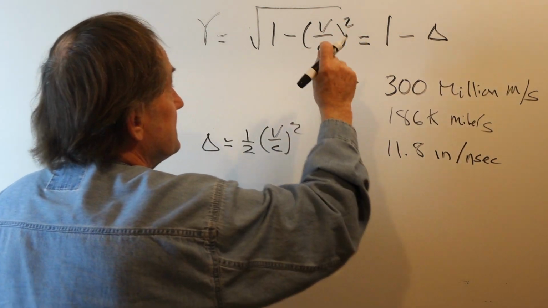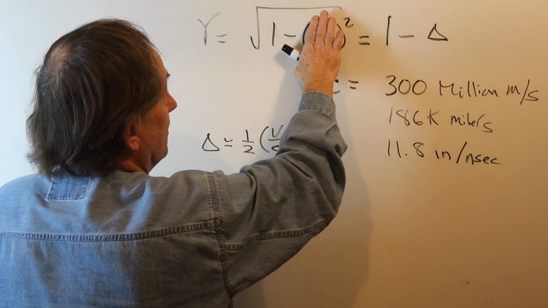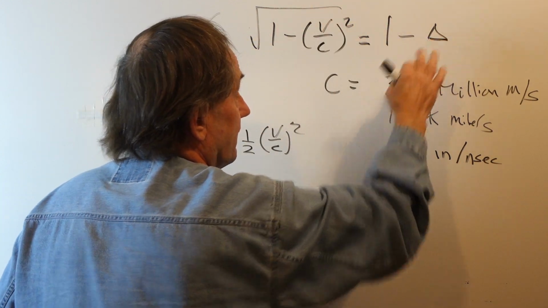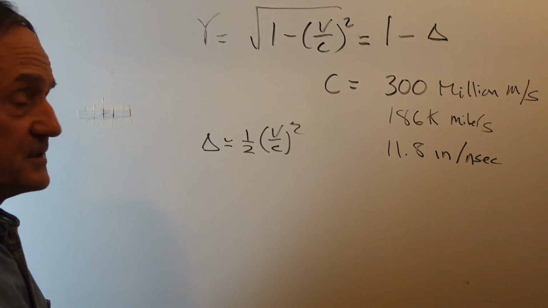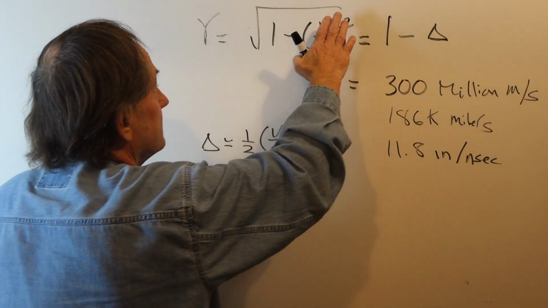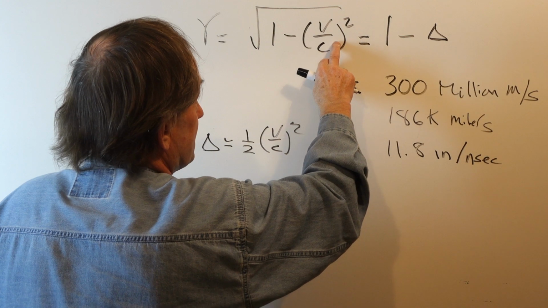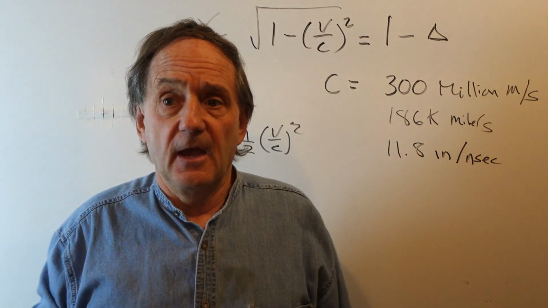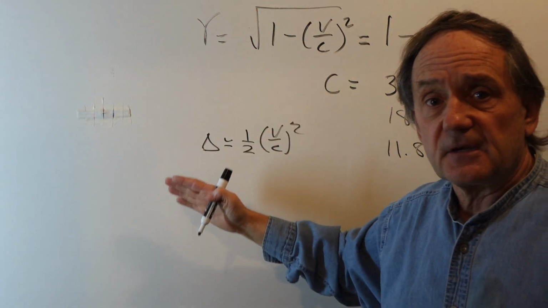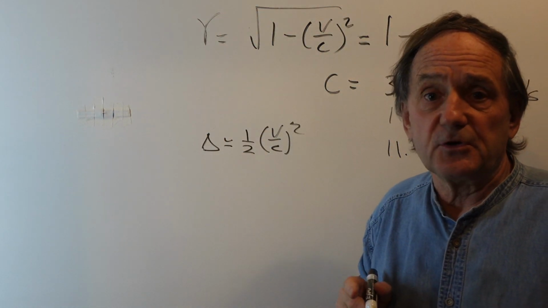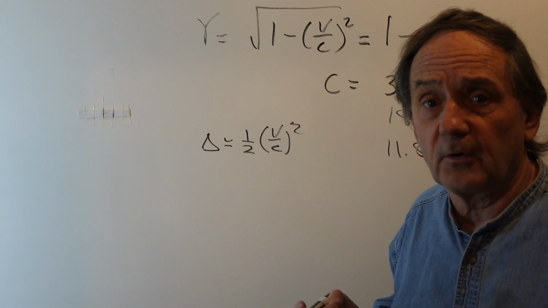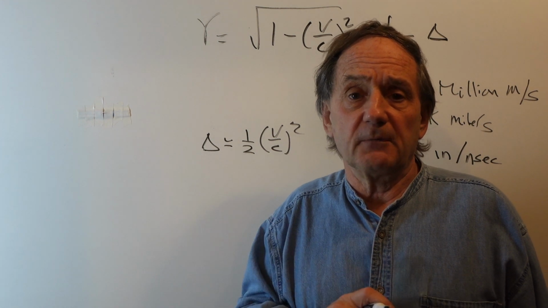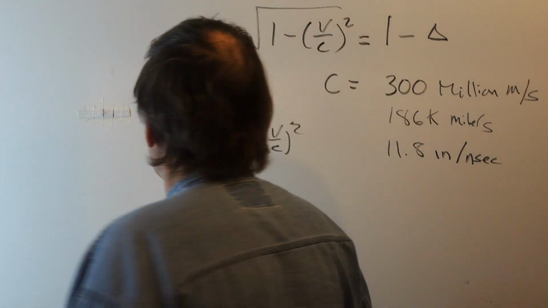Now, if the velocity is near zero or at zero, the Lorentz factor is 1, and our deviation is 0. So when v over c is extremely small, the Lorentz factor becomes unity, and Einstein's special relativity equations reduce to the Newtonian equation. So there's no difference between the Newtonian mechanics and special relativity theory.